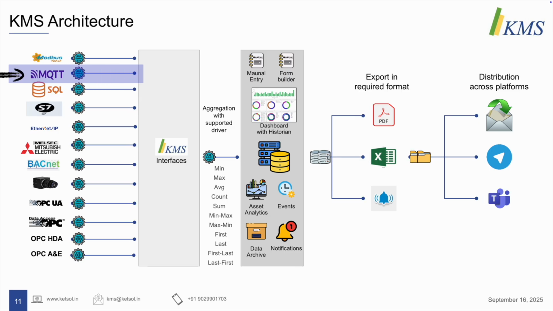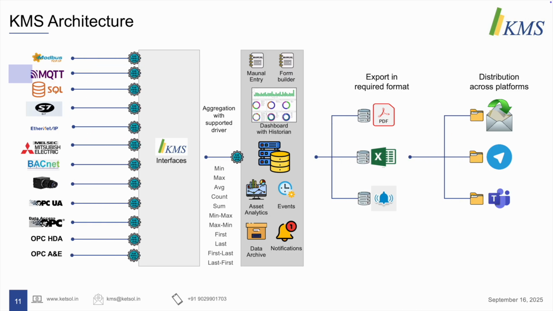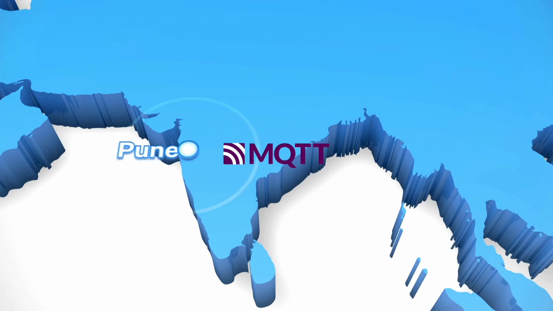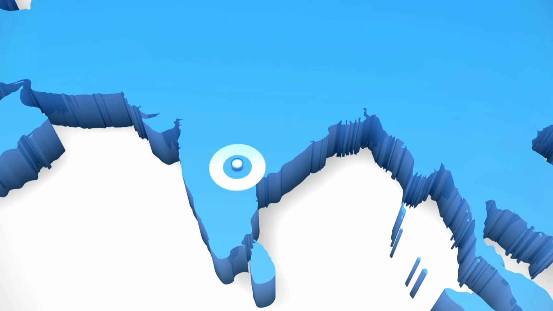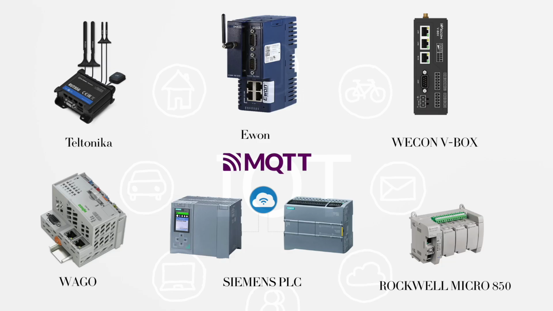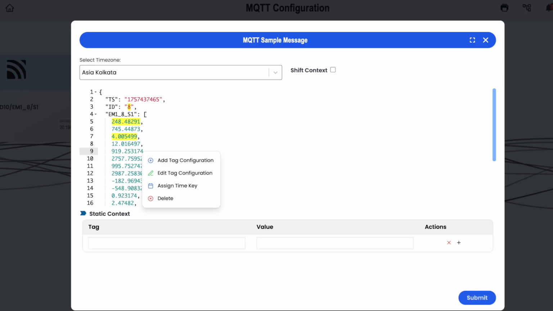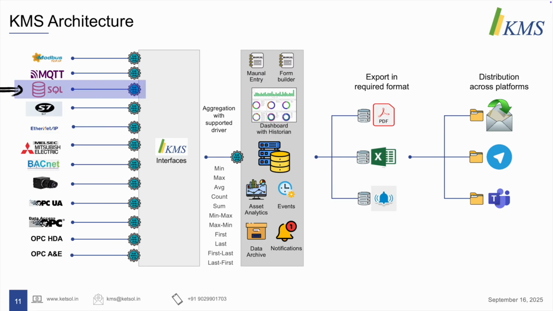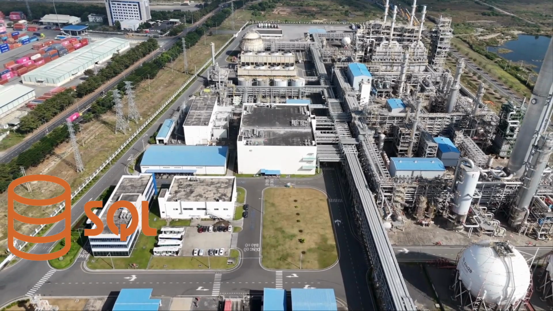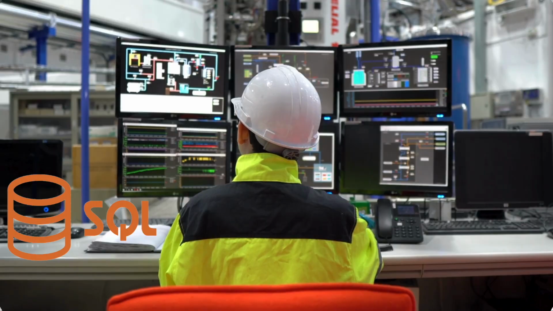KMS can act as an IoT platform with MQTT support, allowing plants or machines at different geolocations to connect seamlessly and provide centralized data. KMS supports any gateway make like Tultanica, E1, Wecon, and PLCs like Wago, Siemens, and Micro 850 also support MQTT.